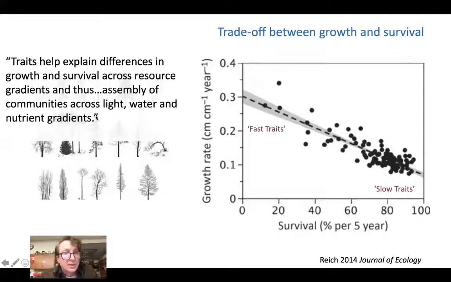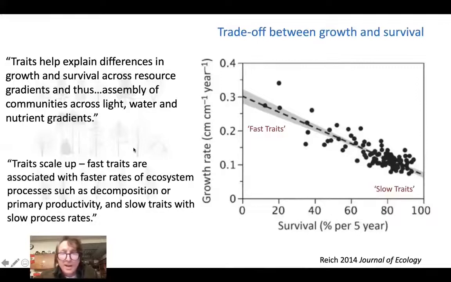So here's a quote to pull out. Traits help explain differences in growth and survival across resource gradients, and thus the assembly of communities across light, water, and nutrient gradients. So different environmental factors will select for either slow traits or fast traits or something in between. And so according to Peter, the importance of these fast and slow traits is that these traits will then scale up.